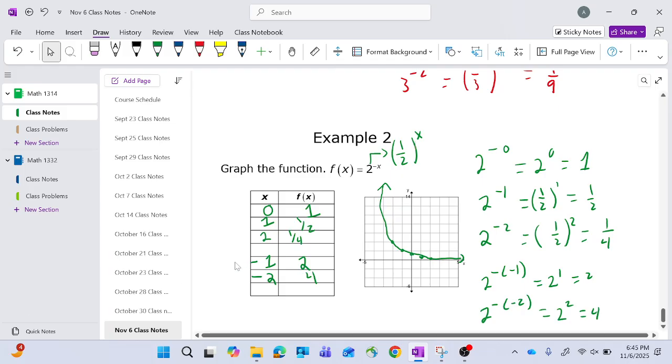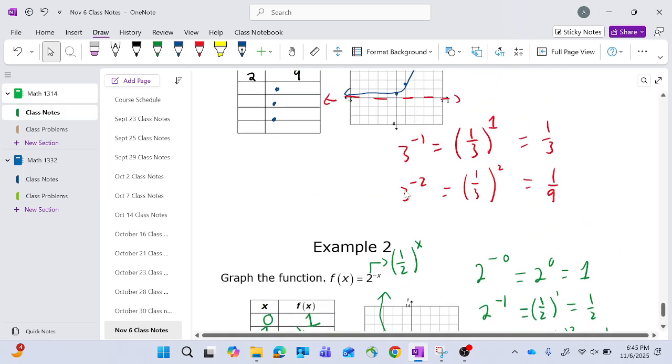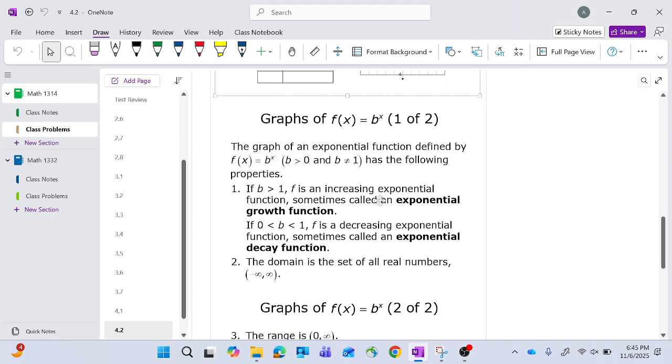Everyone with me right now? Or any questions about anything? We're good? All right, because these are two different functions, and I think they're going to explain it now.